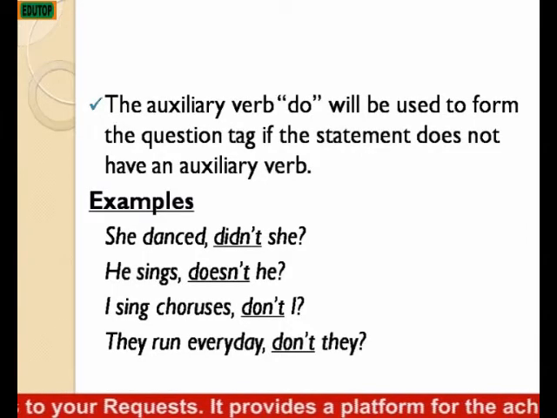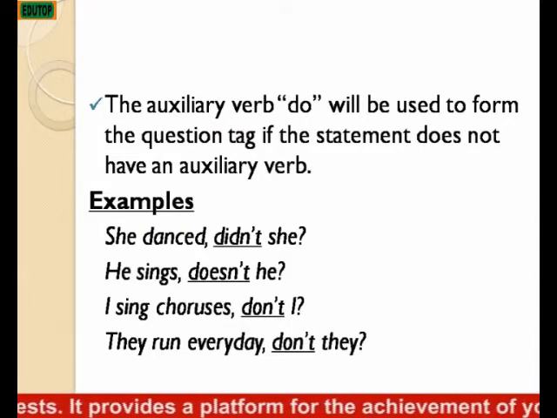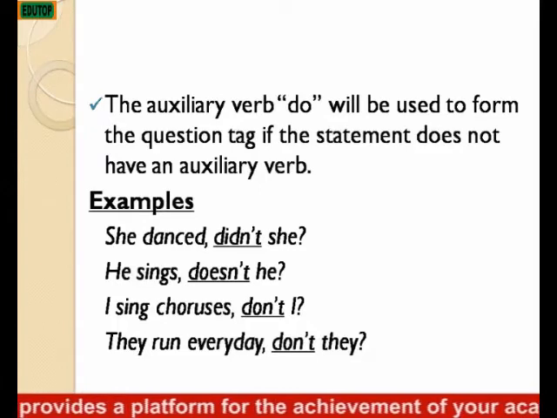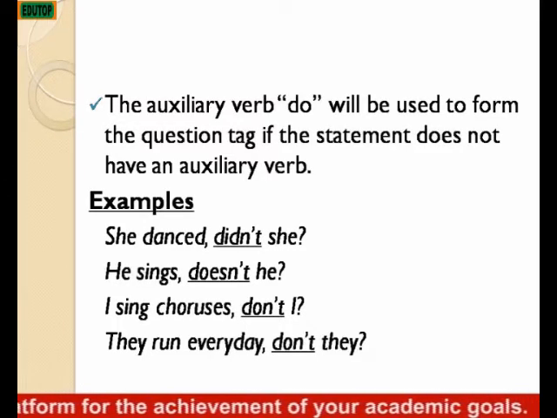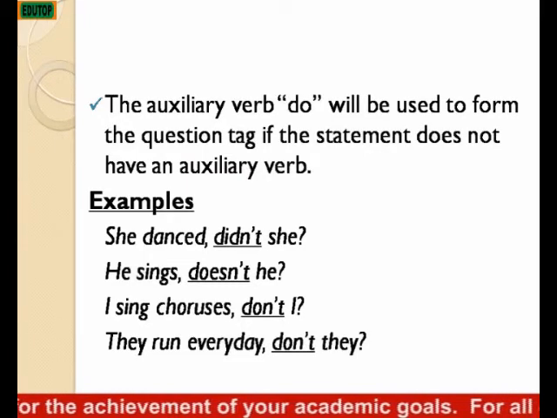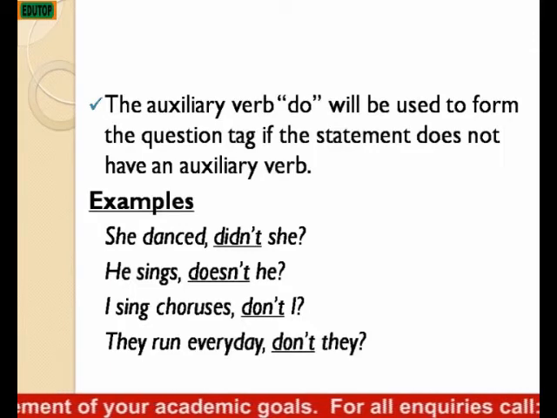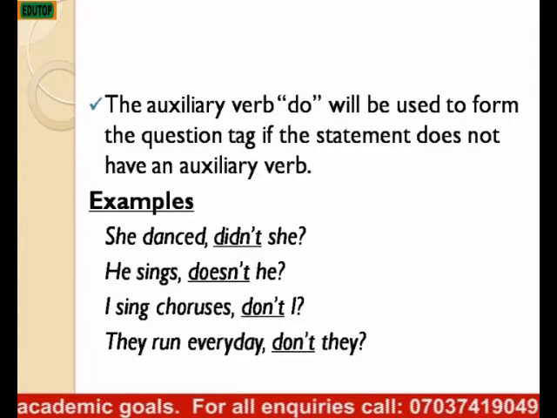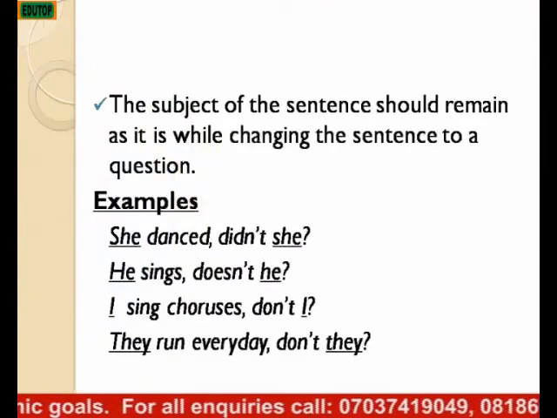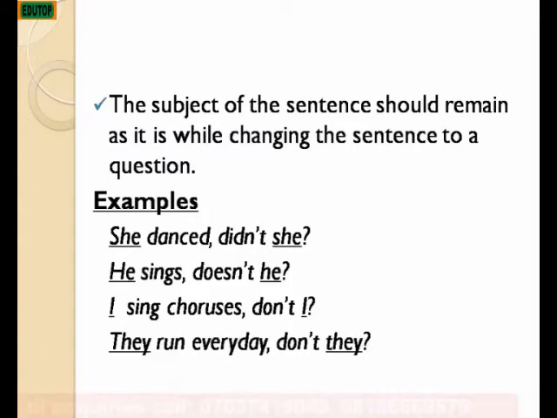Didn't she? In this statement, there is no auxiliary verb in the sentence, so we are going to add the verb do to form the question tag, and that is why we have didn't she as the question tag. He sings. Doesn't he? I sing choruses. Don't I? They run every day. Don't they?